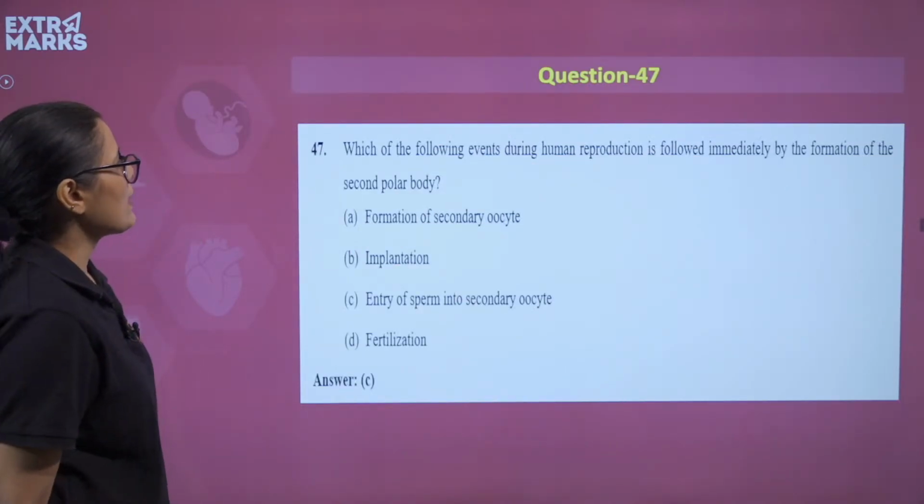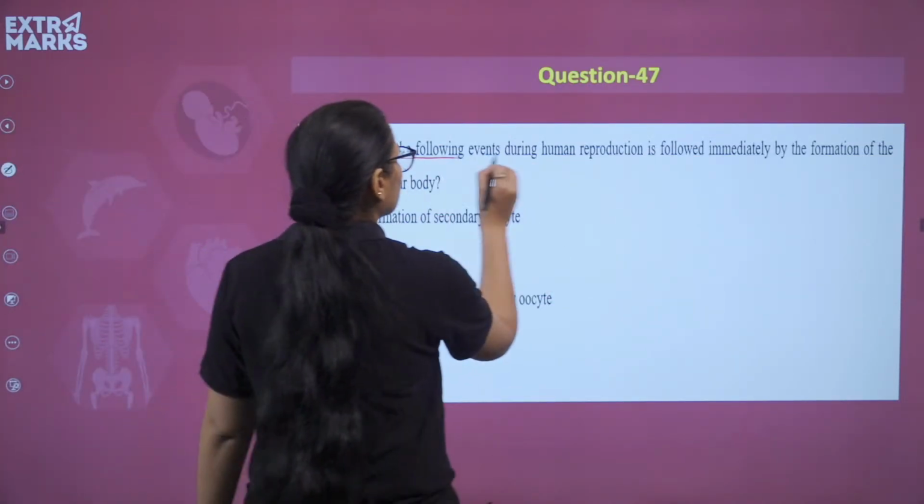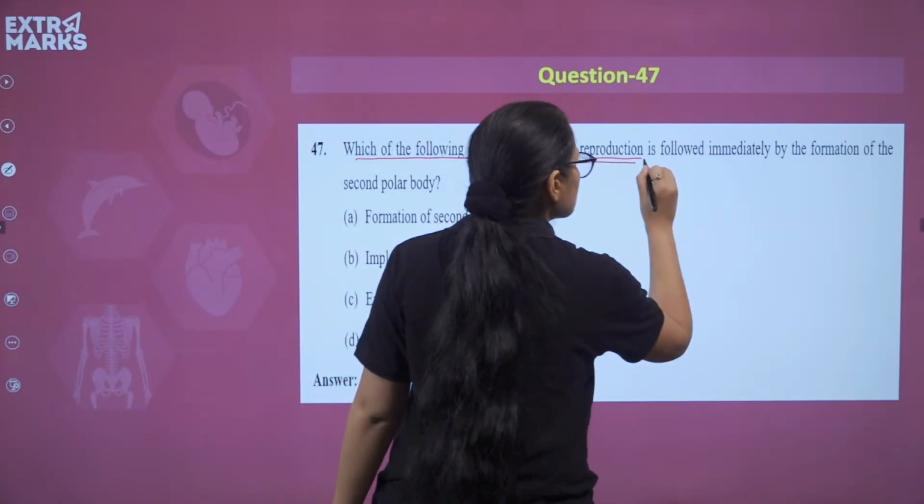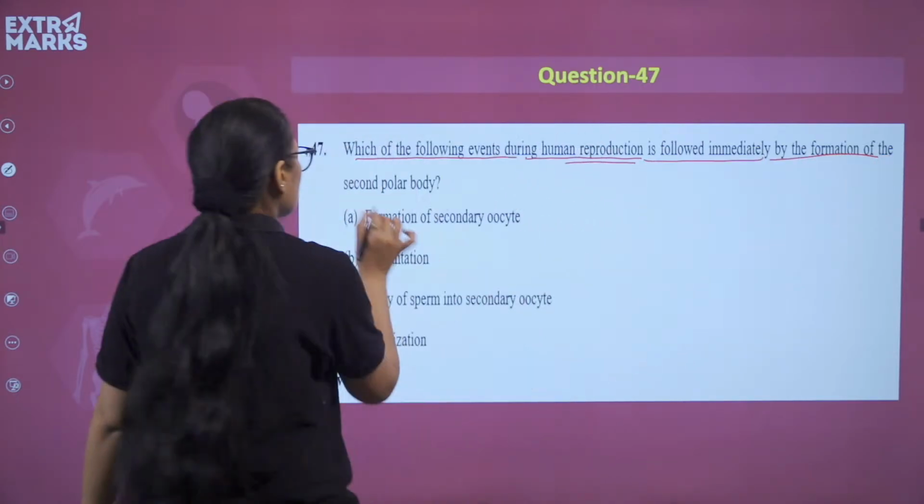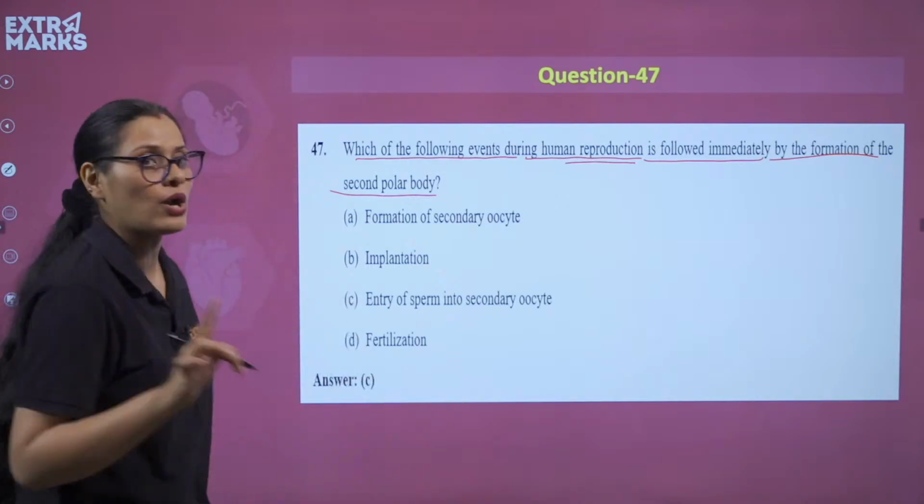Let's read the next question, 47, that says, which of the following events during human reproduction is followed immediately by the formation of the second polar body?